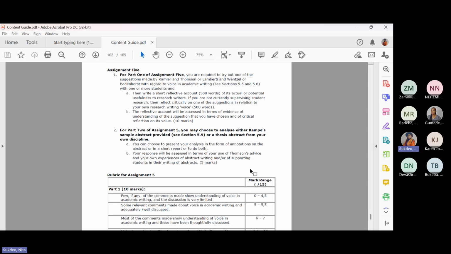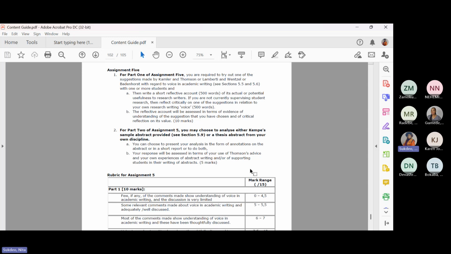Then write a short reflective account of 500 words of the actual or potential usefulness to research writers. If you are not currently supervising students, then reflect critically on one of the suggestions in relation to your own research writing or voice. All right, still 500 words. So, if you are a supervisor, tell us how useful is it when you tell your students to write in their own voice, or if you are not supervising at this point.